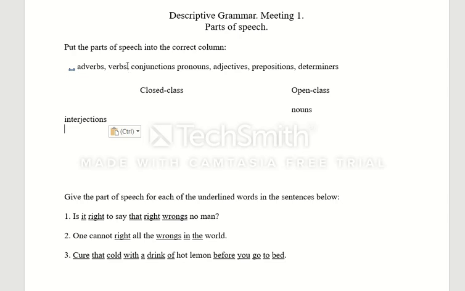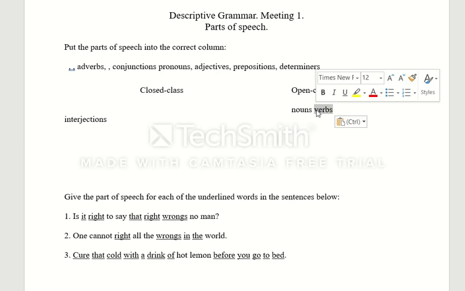So again, if we come to verbs, it should be quite obvious. Verbs must be open class. We make verbs from nouns. We come up with new verbs all the time. Lots of new verbs connected with the internet, for example, upload, download, all those kinds of things.